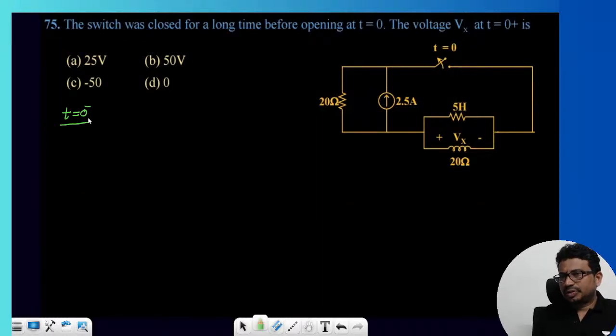At t equal to 0 minus, the switch has been closed. Now find the current passing through the inductor.